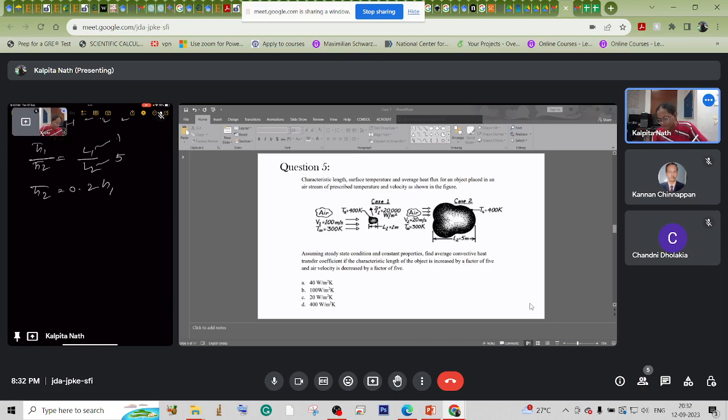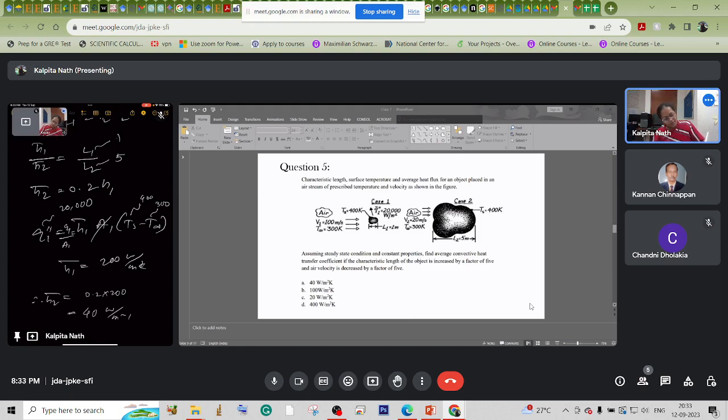Now Q1 is equal to H1 bar A1 into Ts minus T infinity. Ts is 400, T infinity is 300, and Q1 double dash is equal to Q1 upon A1, so A1 will cancel out. This Q1 double dash is given as 20,000. So H1 bar will come out to be 200 watt per meter square Kelvin. Therefore H2 bar will come out to be 0.2 of 200, that is 40 watt per meter square Kelvin. So the answer is A.